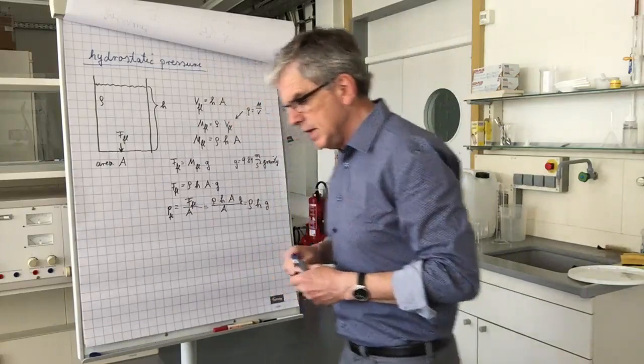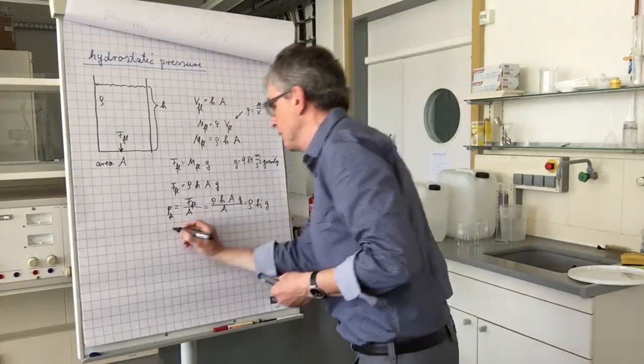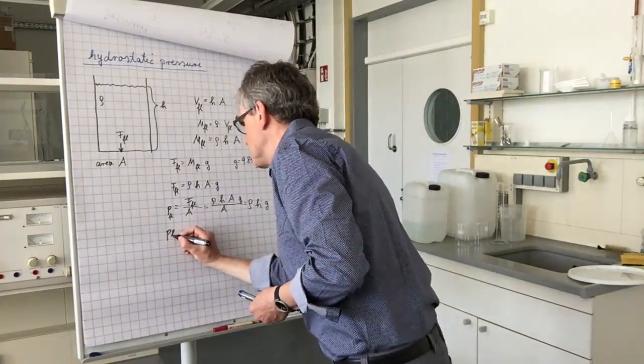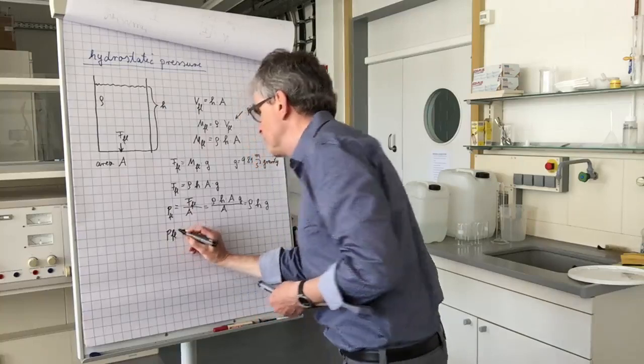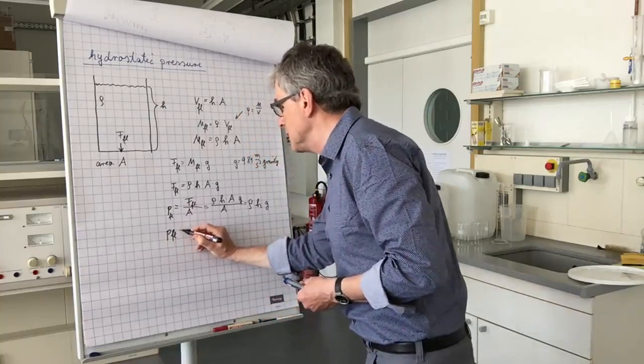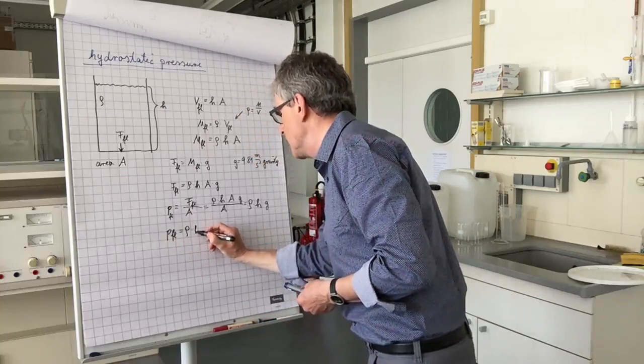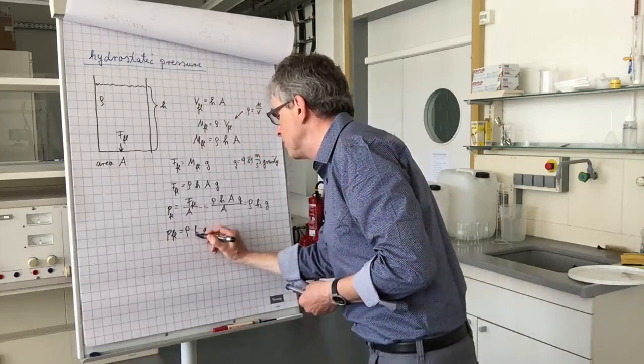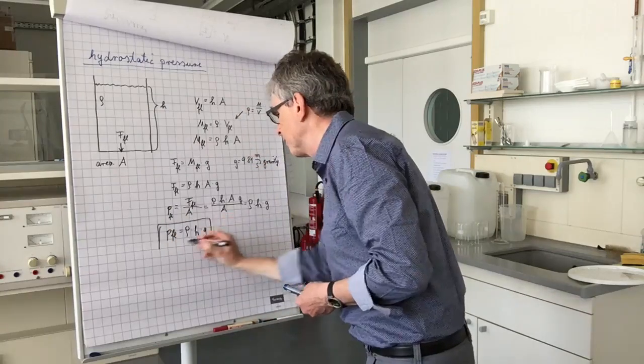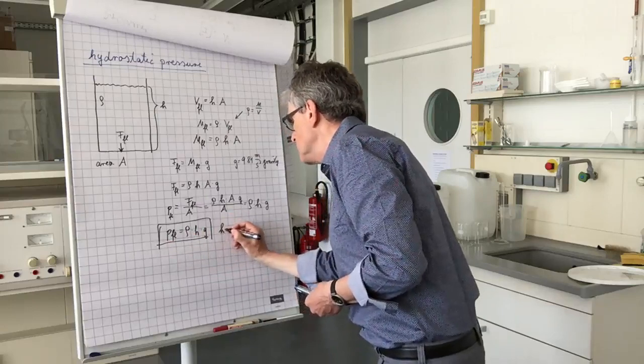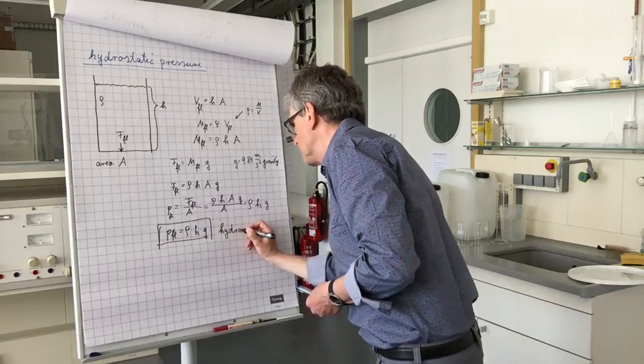And this is called, let's write this separately. The P fluid is equal to rho times H times G. That is called the hydrostatic pressure.